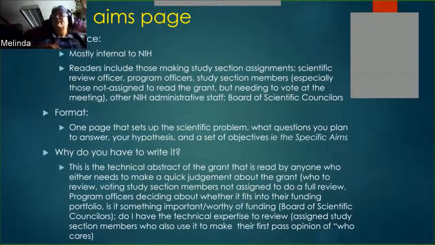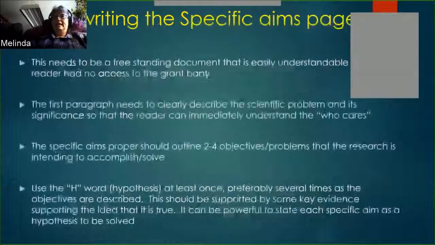So the specific aims page, I guess the critical thing I'm trying to get at is the specific aims page should be able to stand completely on its own in significance and impact and in a general description of what you are doing. It is the technical abstract, and it sets up the scientific problem. It should let us know what questions you plan to answer, your hypothesis, a set of objectives, as well as an impact statement. And I'll get to that in a minute. Okay, so this is that technical abstract, and I already talked about who is going to be reading it.